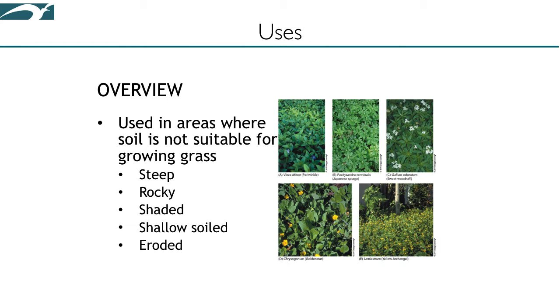Ground covers can be used in areas where the soil is not suitable for growing grass. For example, a steep slope is a perfect location for ground covers. In rocky areas, you have beautiful ground covers that can grow in between. It also can give flowers and different texture to your landscape. Shaded areas, such as under a tree or in the woodland area, shallow soil, and areas where erosion is taking place. Ground covers are very useful in those areas.